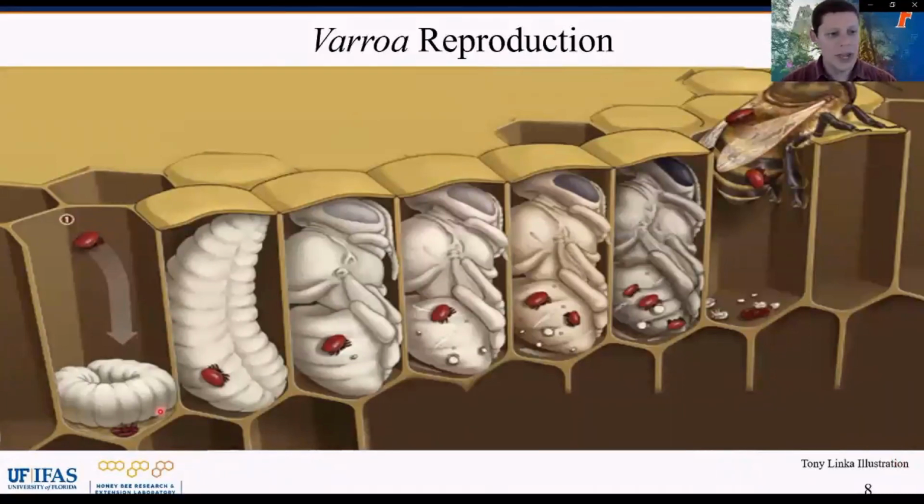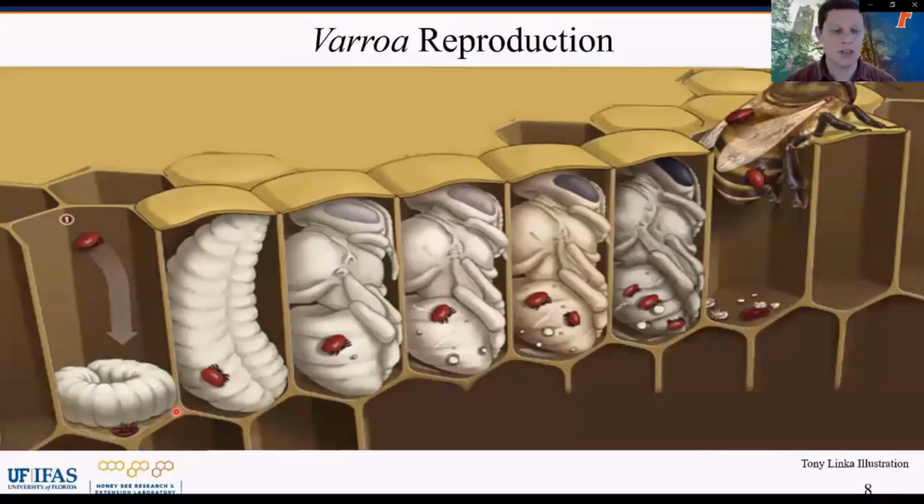And what she'll do is she will bury herself underneath the larva and submerge herself in the brood food. And these mites, not just Varroa, but really a whole family of these types of mites, will have something called a peritreme.